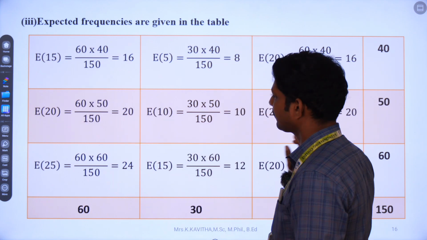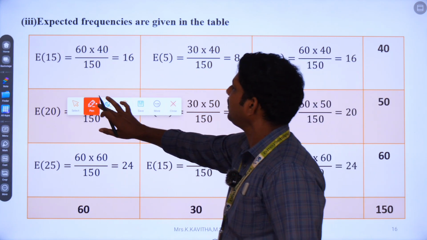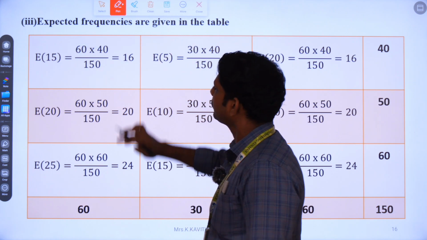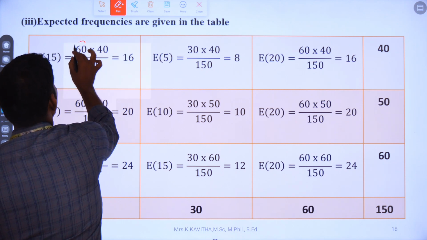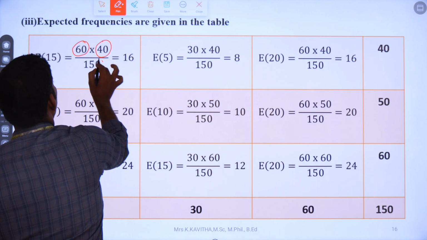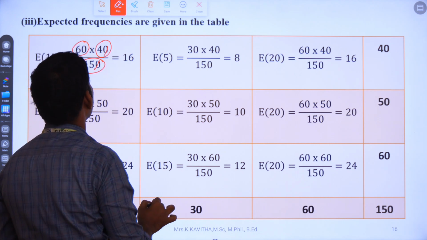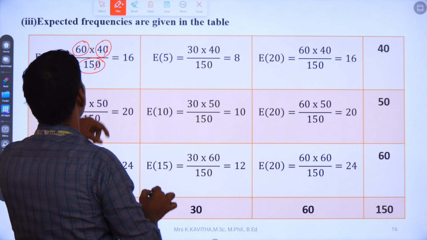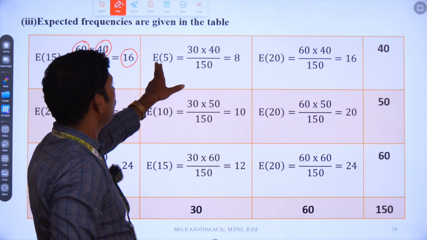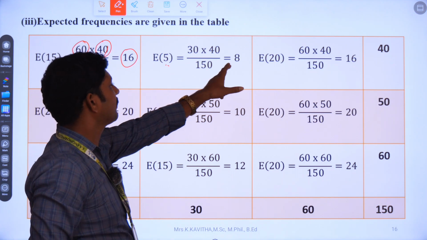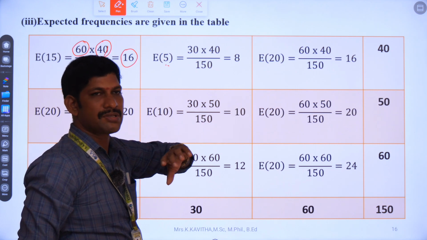Expected value for 15: it is the column total into row total, divided by the total number of frequency. So clearly the 10 will get cancelled. After simplification, it becomes 16. So the expected value of 5 becomes 8, and the expected value of 20 becomes 16.